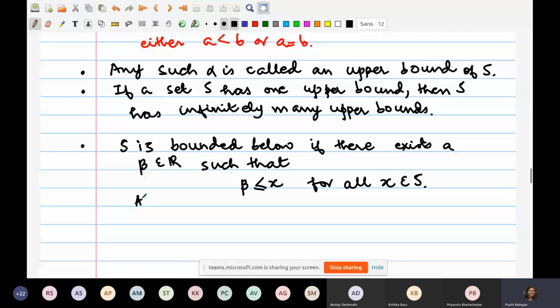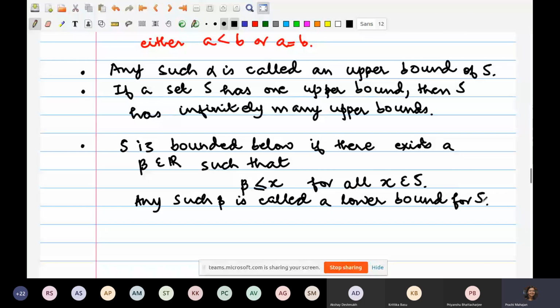Whenever such a beta exists, we call beta a lower bound for S. Just like before, if a set S has one lower bound, then it has infinitely many lower bounds. If beta is a lower bound, then anything less than beta is also a lower bound. We will see some examples, but let's first develop some theory and definitions so that we can see some interesting examples.